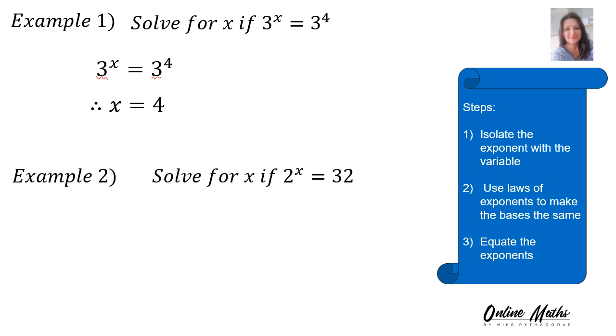Example 2. Solve for x if 2 to the x is equal to 32. Now on this one, the problem is on the right-hand side, the 32. First of all, you need to prime factorize 32, and 32 prime factorized is equal to 2 to the 5. And now you can say your bases are the same, therefore you can equate exponents. And the answer, x is equal to 5.